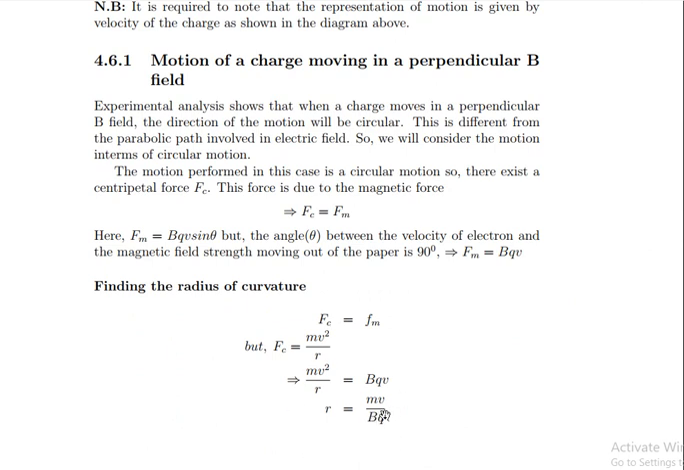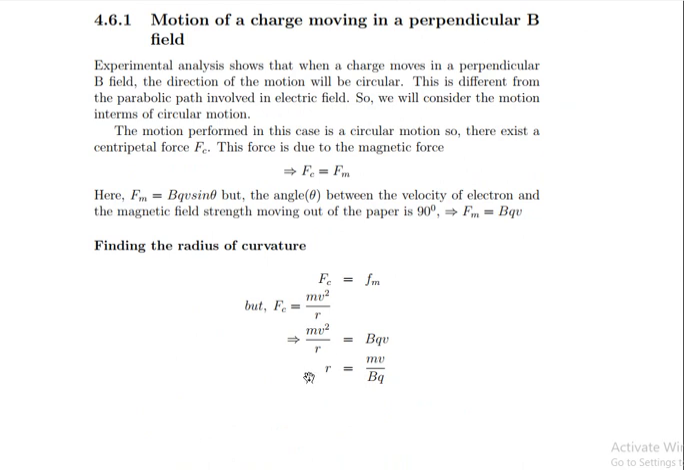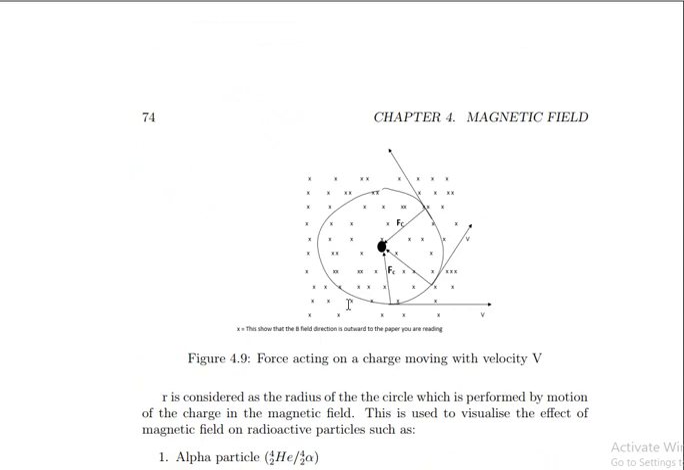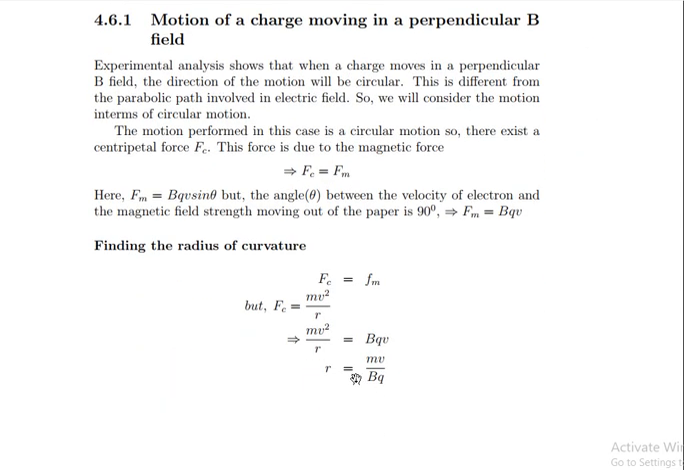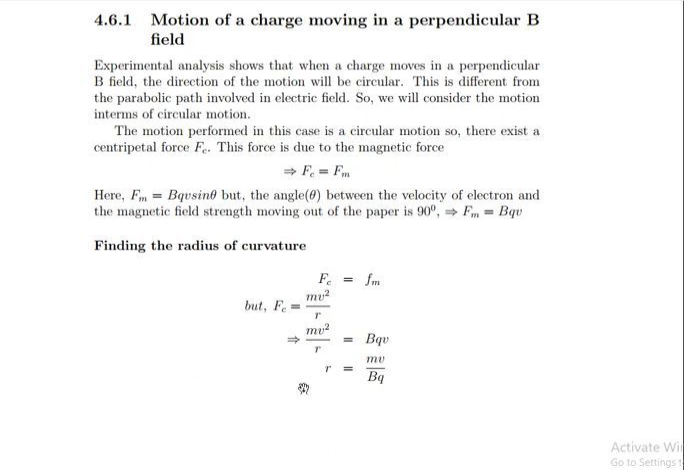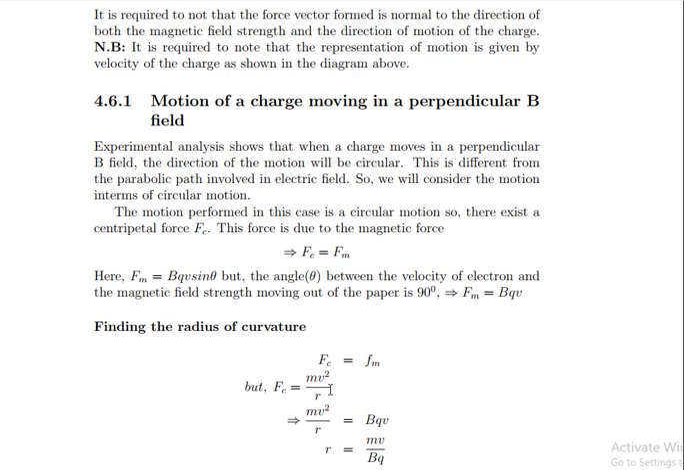For the magnetic field to cause a high deviation, the radius of curvature needs to be very small. If the radius of curvature is very small, then the deviation produced by the magnetic field on each of the particles is going to be very high. So we are going to visualize each case for the radius of curvature to be very small. Now, alpha particles have a very large mass.